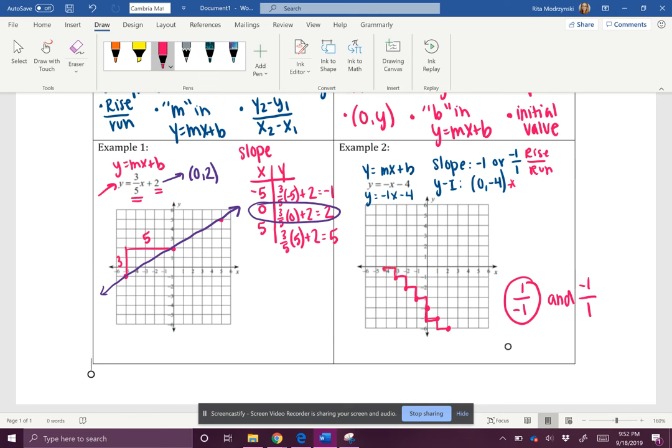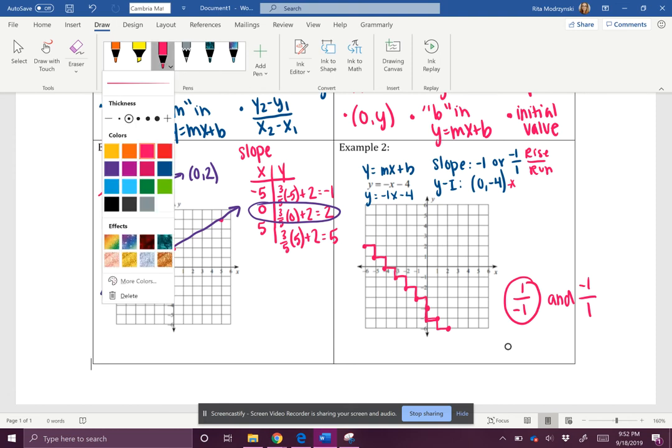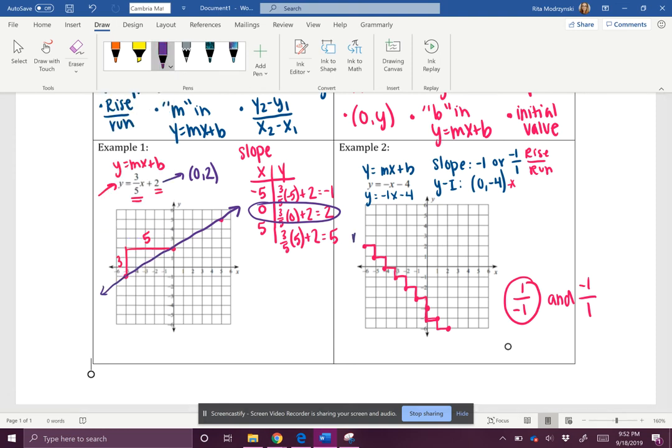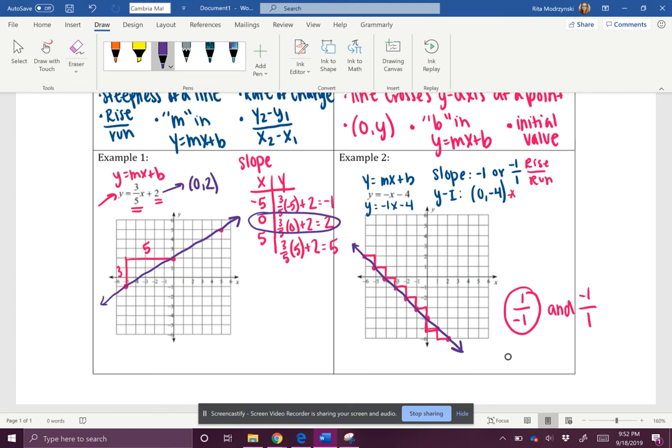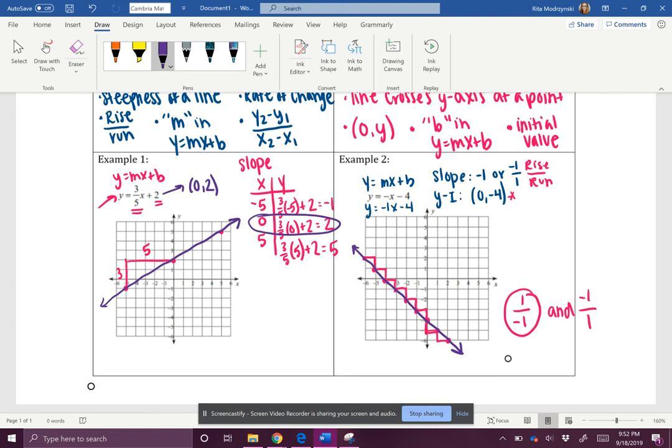It basically looks like you're making that staircase. You might remember this from 8th grade when you made like slope triangles. From there, I'm going to connect my points in a line like so, a nice straight line. Make sure I add my arrows, and I've graphed that line as well. So again, two different ways to look at slope and y-intercept.